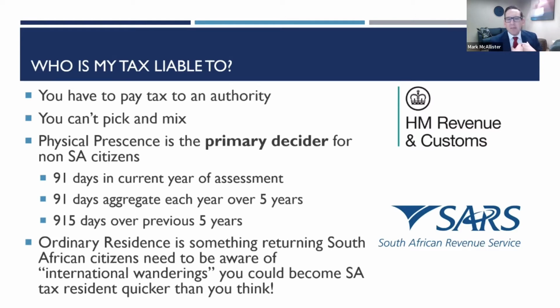But for example, someone like me, I'm a Brit, so I've come down here for work. I'm a non-South African citizen. For me to be deemed South African tax resident, in theory, I have to meet all three of these tests. So 91 days in the current year of assessment, whenever that is, 91 days aggregate each year, so an average effectively over 5 years, and then a total of 915 days over the previous 5 years. So that's what would apply for non-South Africans, and that's something they might be thinking about.